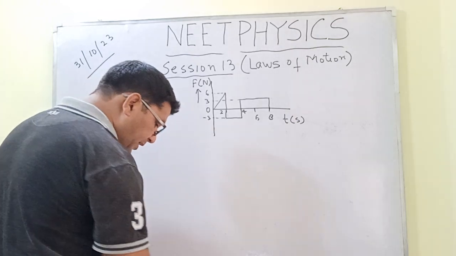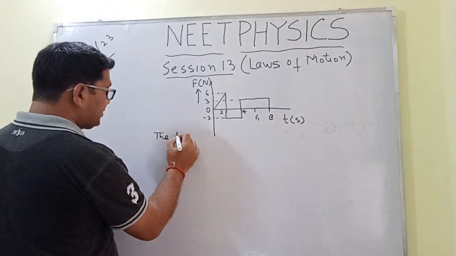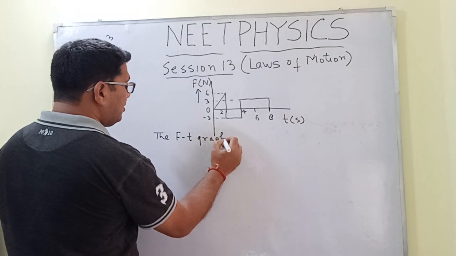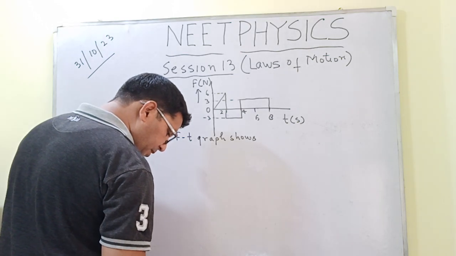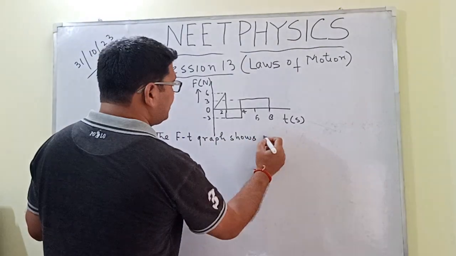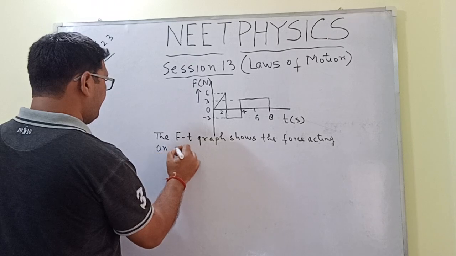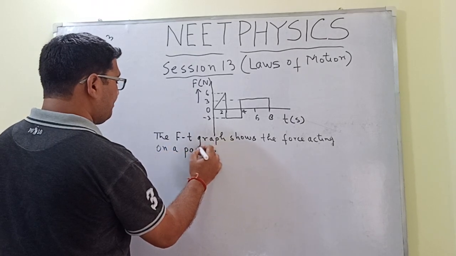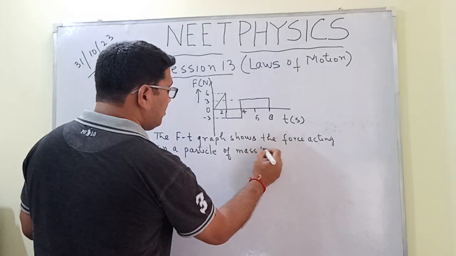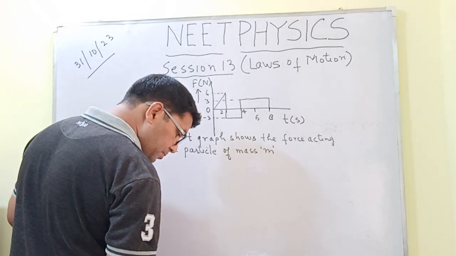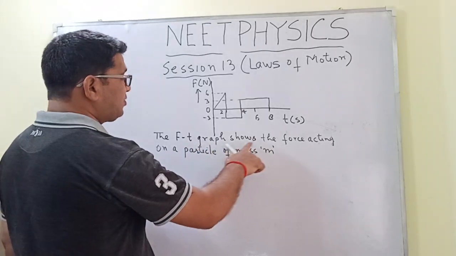Now, this force time graph, you can say this FT graph shows the force F acting on a particle of mass m.